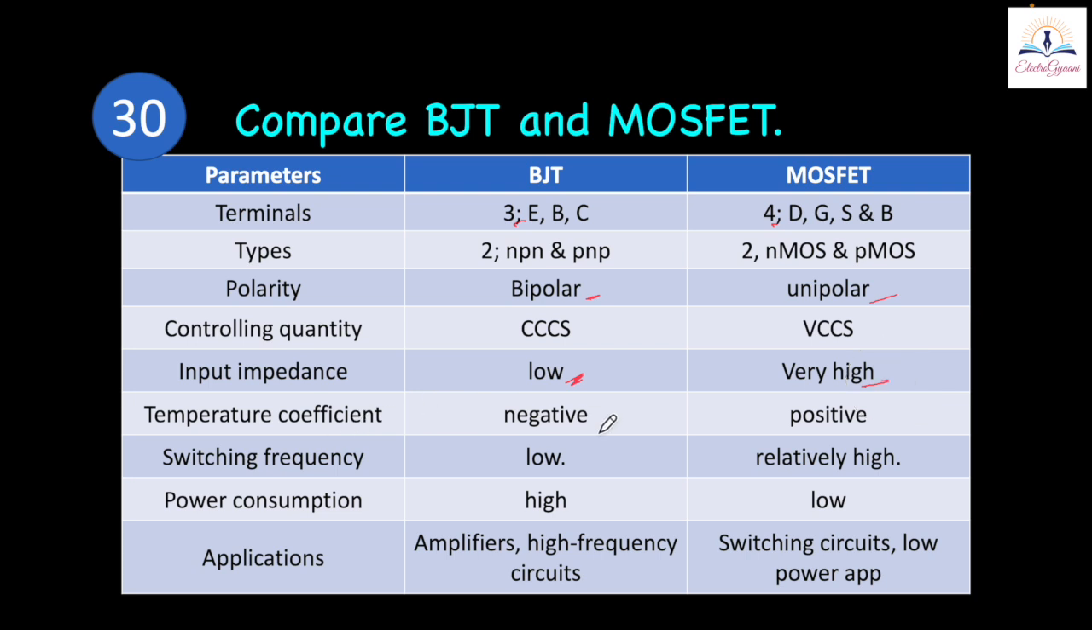The temperature coefficient in BJT is negative while in MOSFET it is positive. Switching frequency in BJT is low in comparison to MOSFET. Power consumption is also higher in BJT in comparison to MOSFET. Applications, so BJT is normally used in amplifiers and high frequency circuits, while MOSFETs are preferred in switching circuits and low power applications. So these are the 30 must know concepts on BJT that you should practice before your electronics interview.